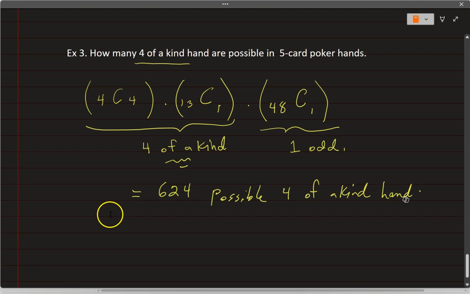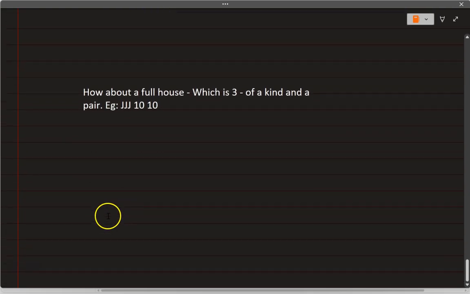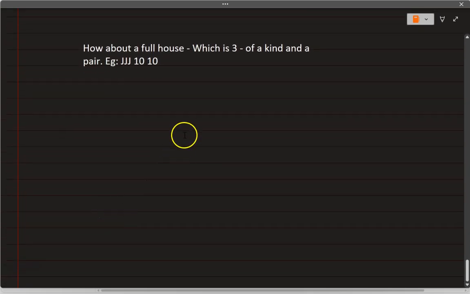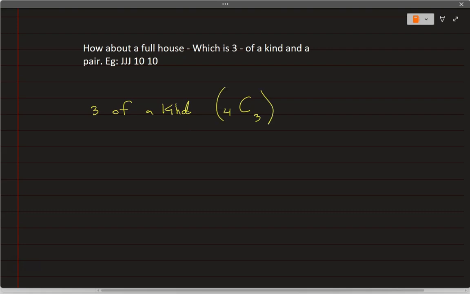Very, very good. Okay, next question. And that is, how about a full house, which is 3 of a kind and a pair? So for example, 3 jacks and 2 tens, that would be it. And this one is basically using the same concept. So the 3 of a kind is your 4 choose 3. That's very simple, obviously. Now, you notice that there are 13 different ways to do this one. So you have to multiply by 13 choose 1.